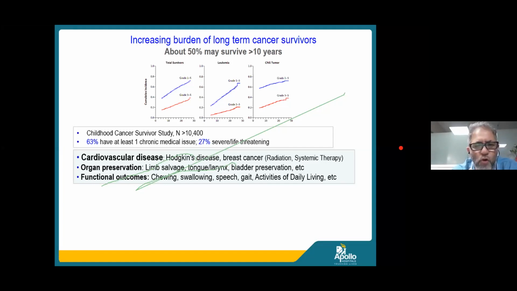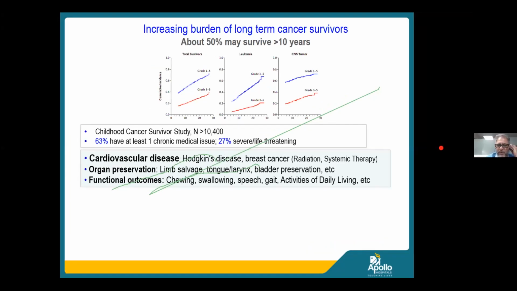Those who are more akin to adult oncology, we also realize that in several curable diseases like hematological malignancies, like Hodgkin's, but even in breast cancer, because of systemic therapies and radiation, especially on the left side, in various sites where there are issues of lymph salvage, in head and neck cancers, how critical it is to preserve the larynx and the swallowing function. The functional outcome is equally important: chewing, speech, gait, activities of daily living, and so on and so forth.